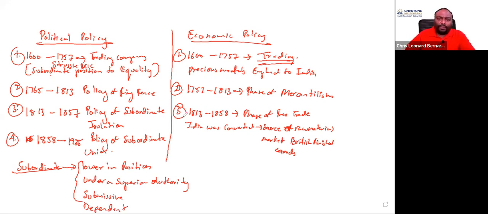The phase from 1813 to 1858, after the Charter Act till the British took over, was the phase of free trade, where India was converted into a source of raw materials for England, and India became a market for British goods. And the fourth economic phase, from 1858 till 1947, the Britishers started controlling all the British capital which was brought in. They started controlling it using British established banks.